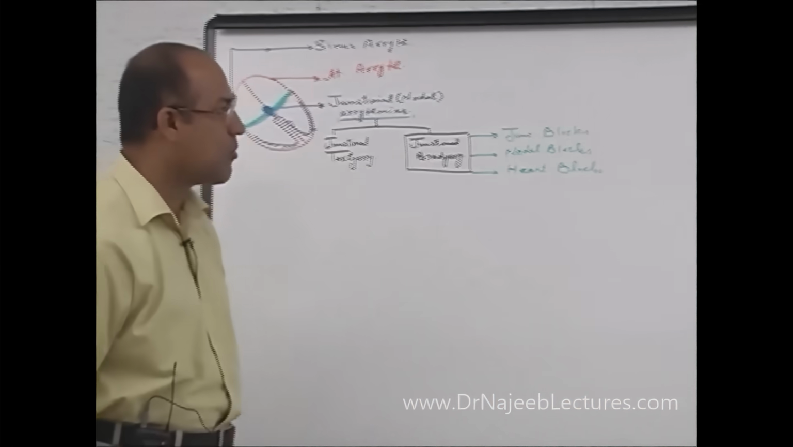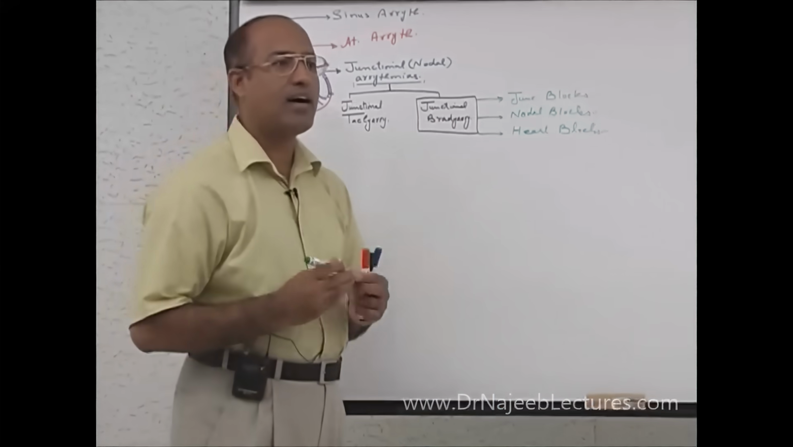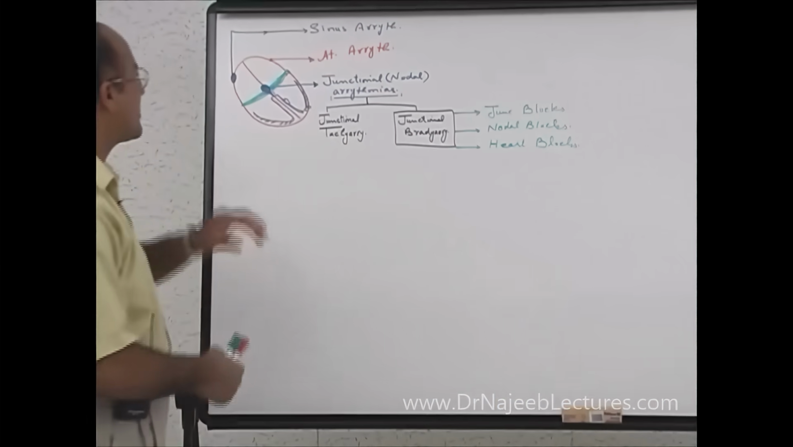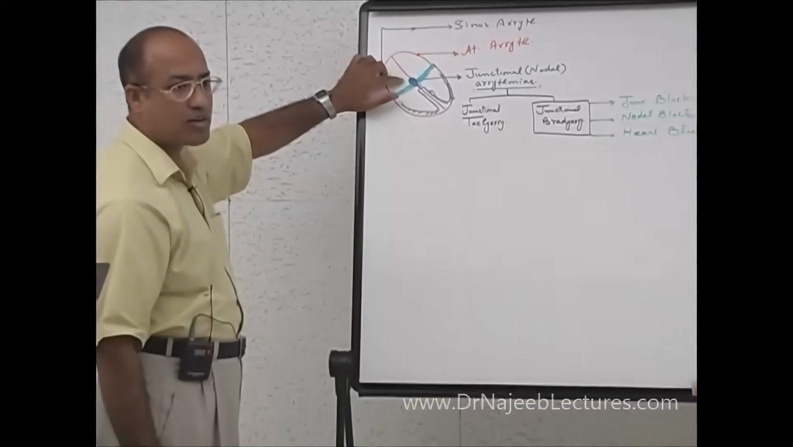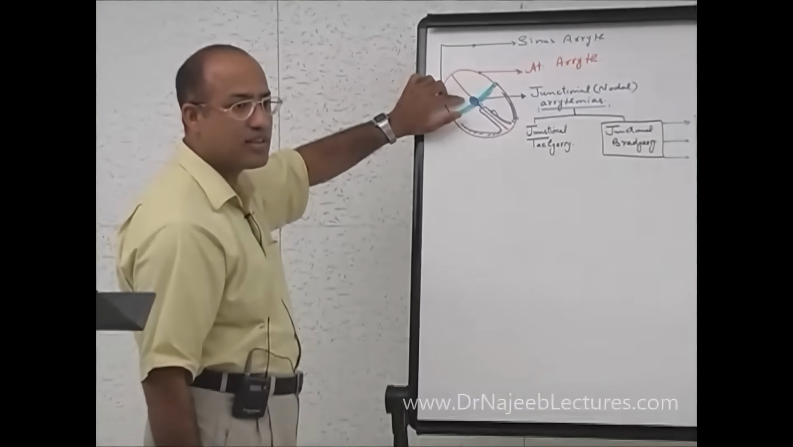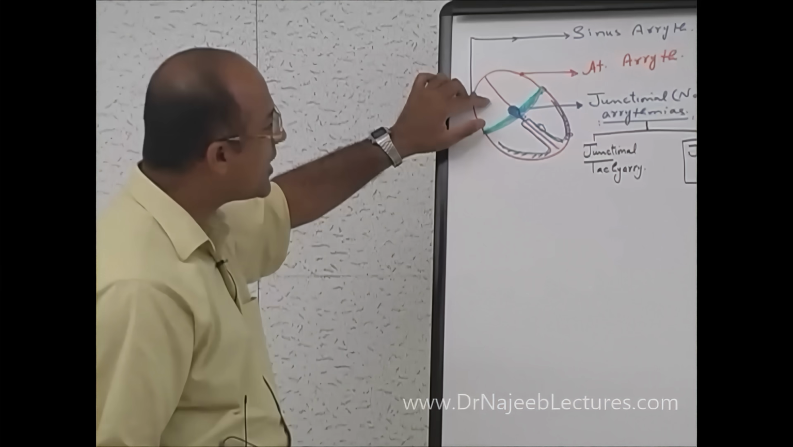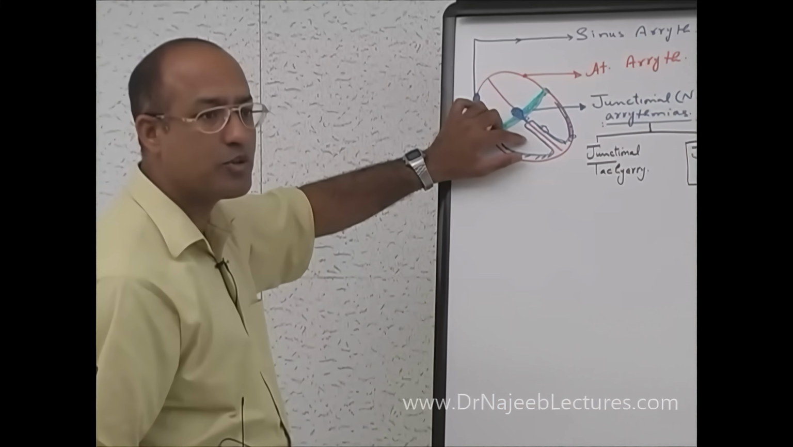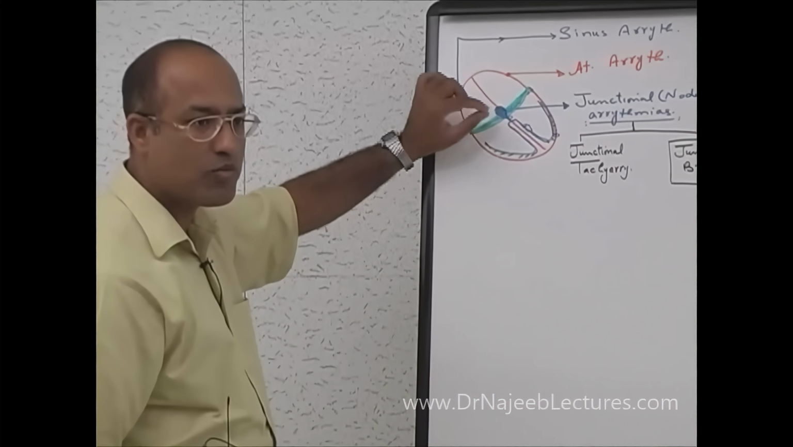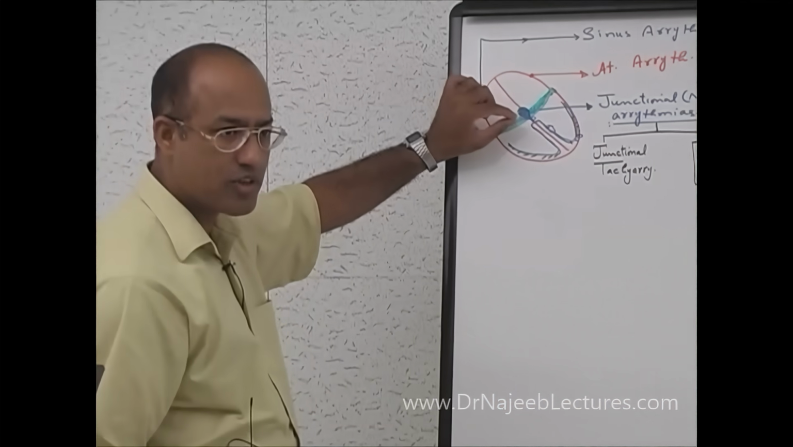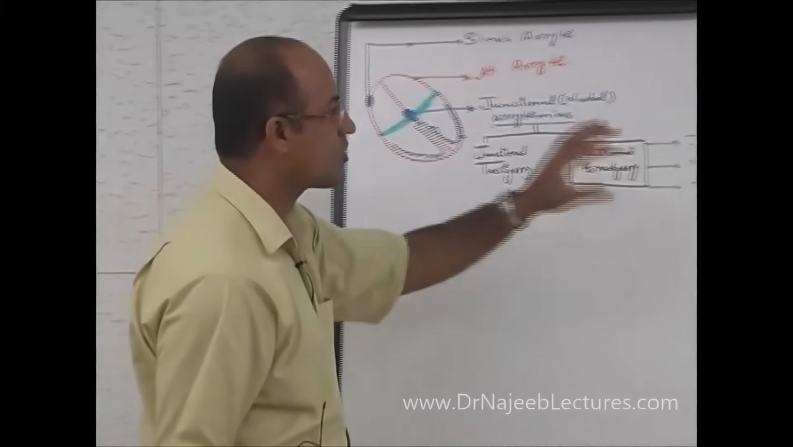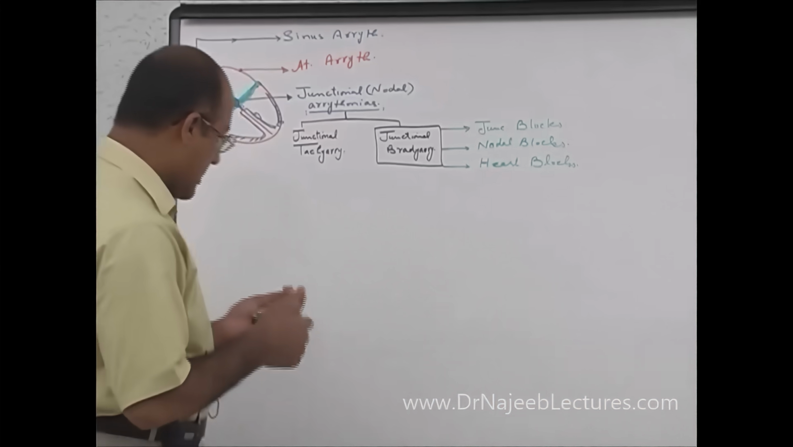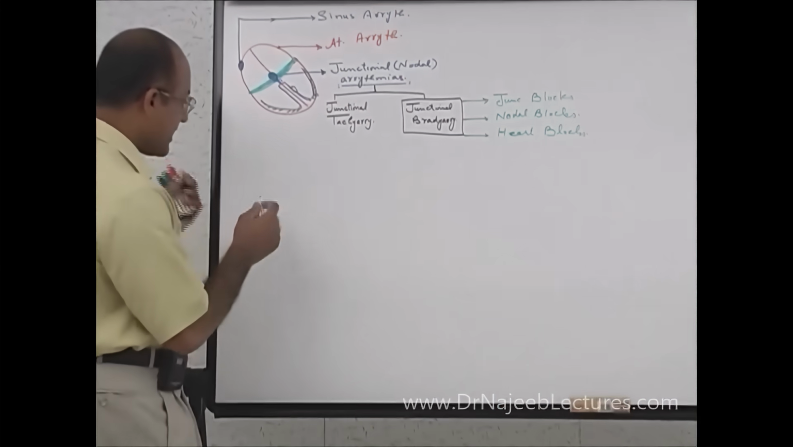Junctional blocks or nodal blocks or heart block, the concept of these blocks means that there is unusual block to the electrical activity when it is trying to pass from atria to the ventricle. There is an unusual degree of block present over there. So we will talk about these junctional blocks now. Let's suppose I make an AV node here.